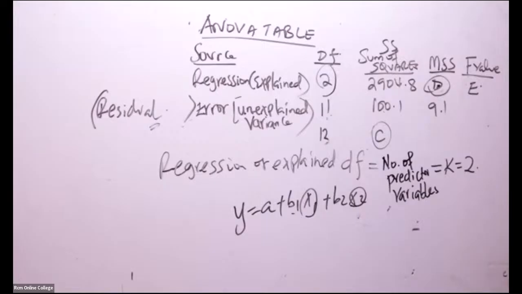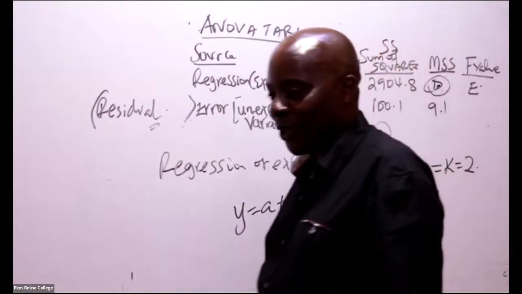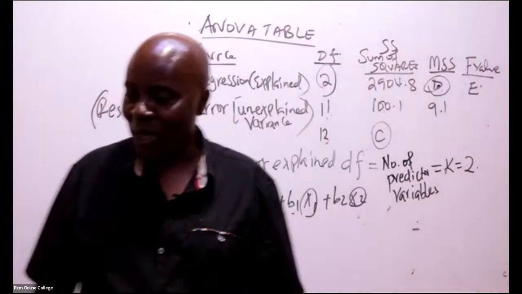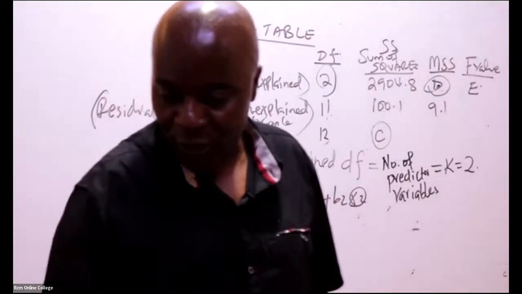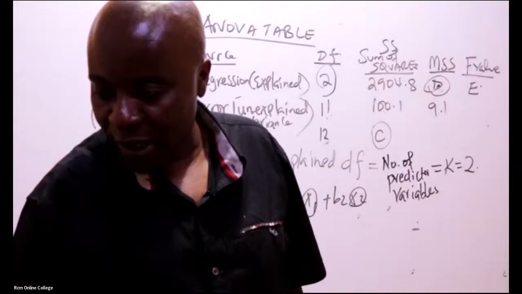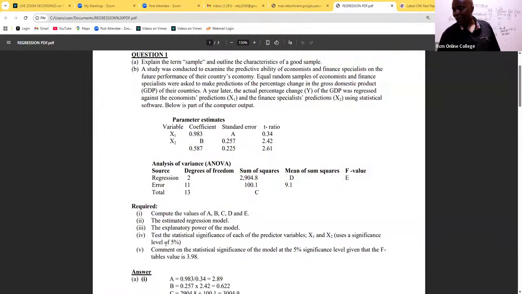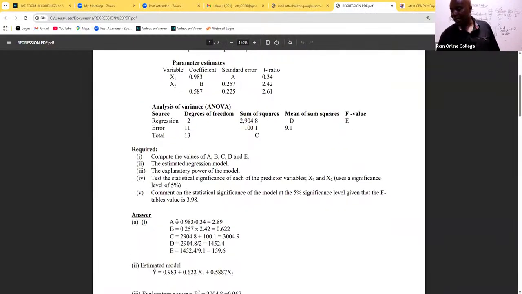So can I go to the next question, my great students? All right. Now we are comfortable. We can go on to the next question. So the next question, ladies and gentlemen, what are they telling us here? They want us to test the significance of each of the predictor variables, x1 and x2, and they want us to use a significance level of 5%.